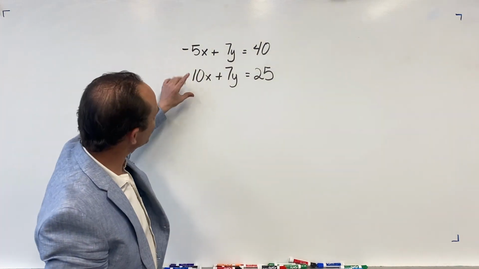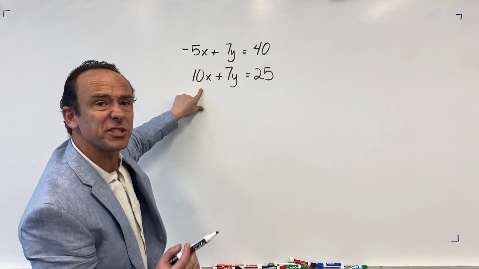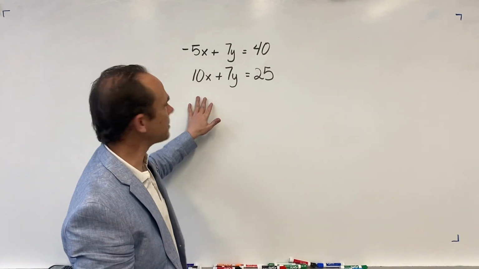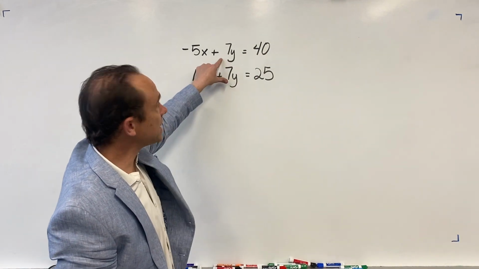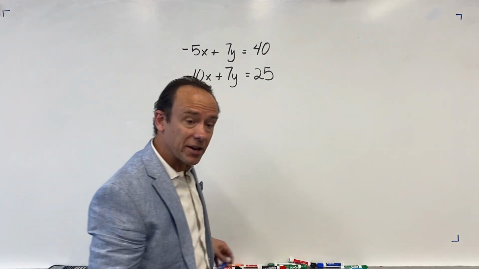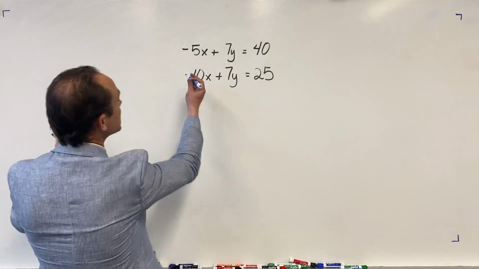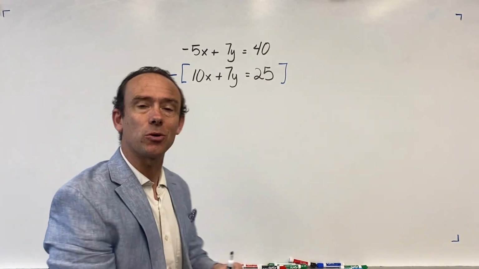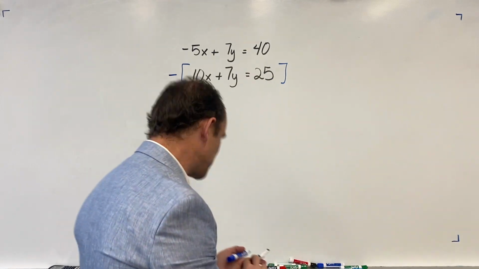One of the things I notice is that these x values are different. So that's fine, I could eliminate them, but I'm going to keep going. We're going to look at my y values. They're the same. We've got 7y up top, 7y down below. So I know if I subtract the bottom equation from the top equation, the y's are going to eliminate. So let's just do it.